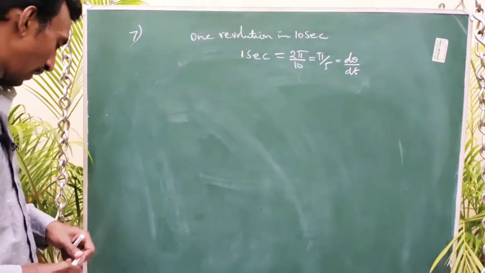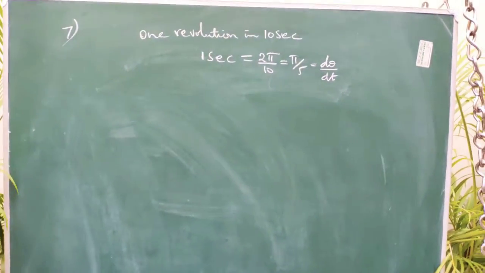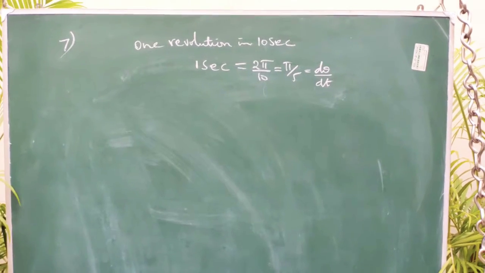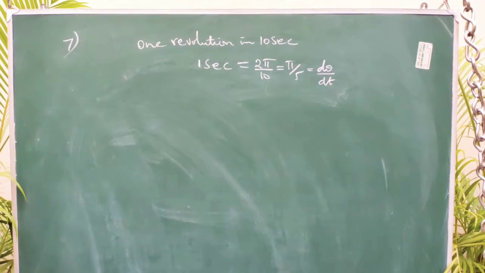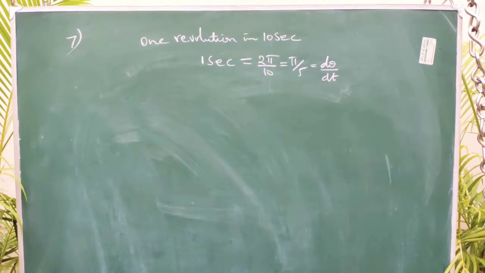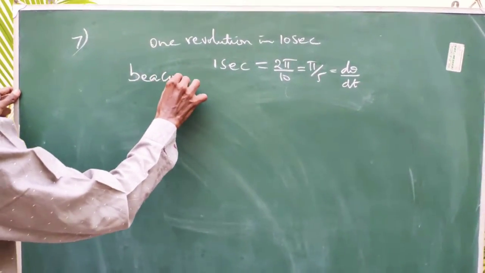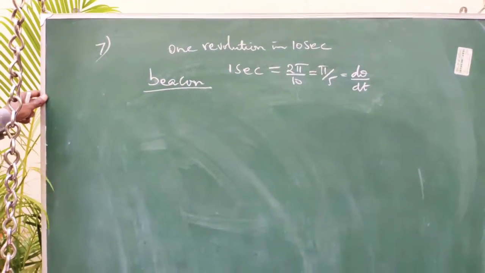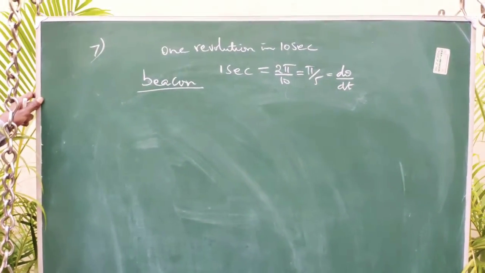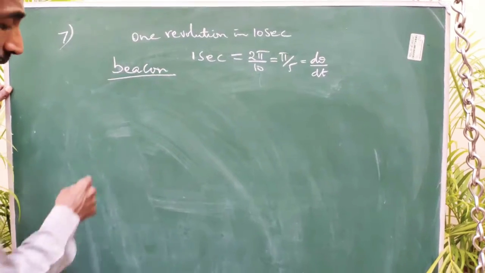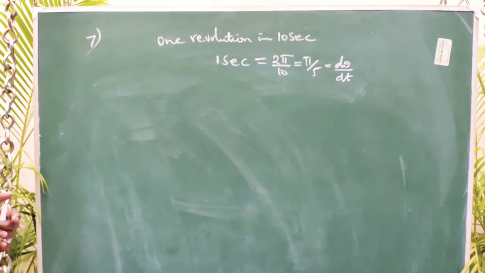Number 7 in exercise 7.1. A beacon makes one revolution every 10 seconds. It is located on a ship which is anchored 5 km from a straight shoreline. How fast is the beacon moving along the shoreline when it makes an angle 45 degrees with the shore? My dear students, there is a term beacon. Beacon means a signal light, like a lighthouse, but it is fixed on this ship which is anchored on the sea. Here we have to draw the diagram, then only we can easily understand the problem.